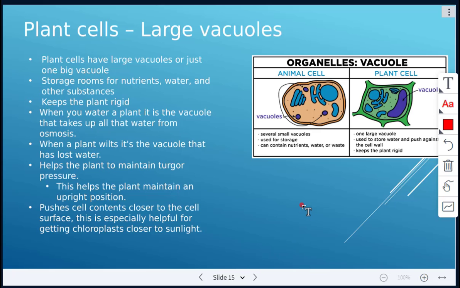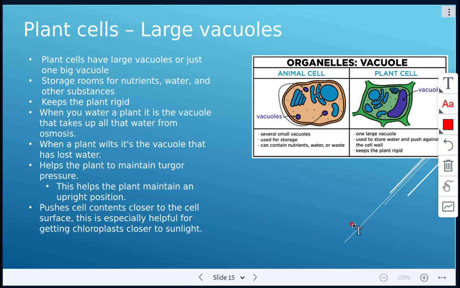All right, and next we're going to talk about that large vacuole that we saw in the plant cell. So reminder that when we were looking at the animal cell, they were like smaller structures in the animal cell. So here we can see 3 small vacuoles. In the plant cell, it is a much larger vacuole and usually just the one large vacuole. All right, so plant cells have the large vacuole, usually just the one big vacuole. It's the storage room for nutrients, water, and other substances, and it also keeps the plant rigid. All right, it prevents it from wilting.